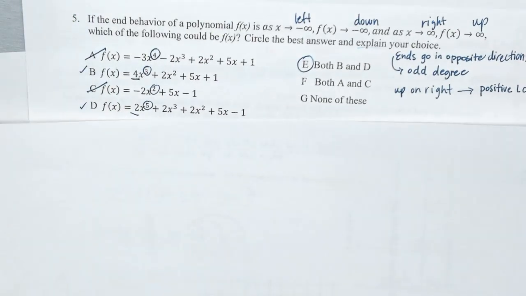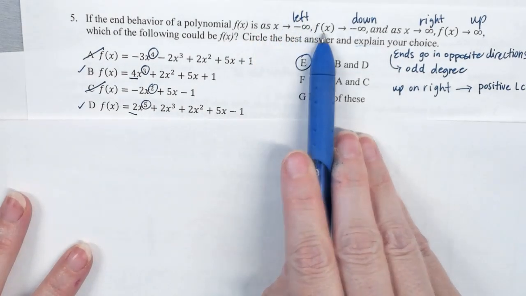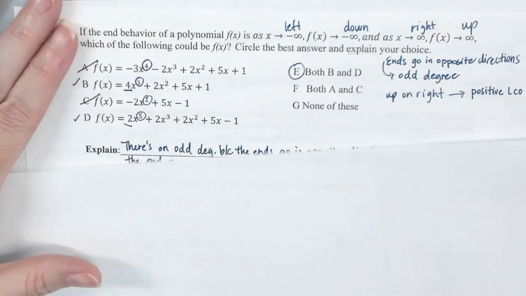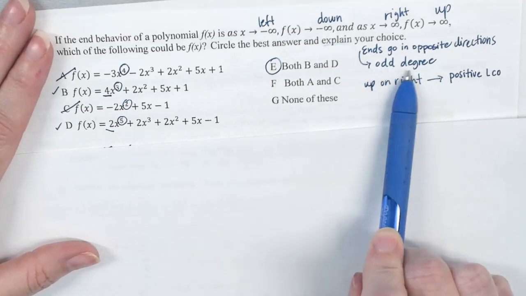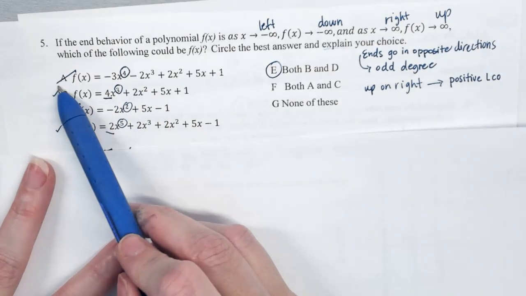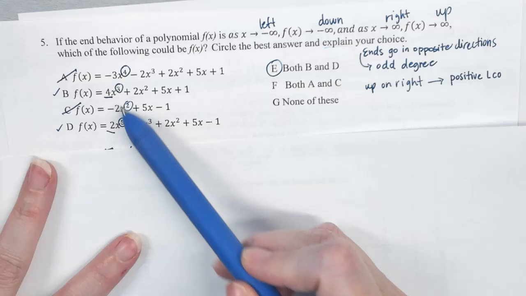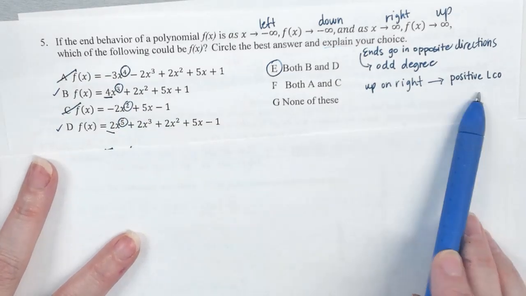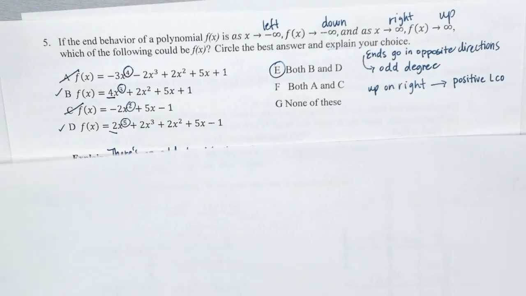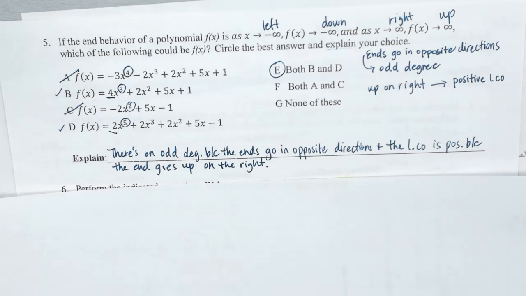Okay, so once you have this, what I did here is I wrote where these went. So this is saying as x is going to the left, the graph is going down. As it's going to the right, it is going up. Based on those two things, I knew that the ends went in opposite directions, so I had to have an odd degree. So I looked at the degree of all of these, and if it was even, I crossed it off. That left me with these two, but then I also had to check to make sure it was a positive leading coefficient because it went up on the right. Both of those went up on the right, so it is both B and D.